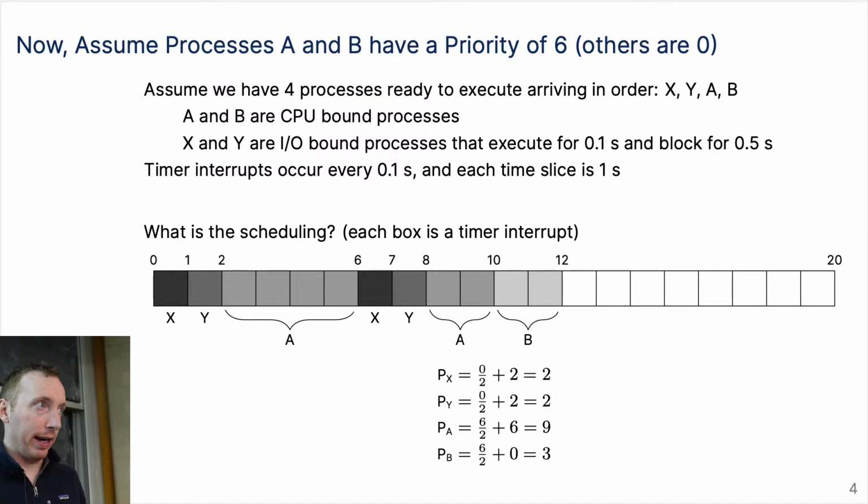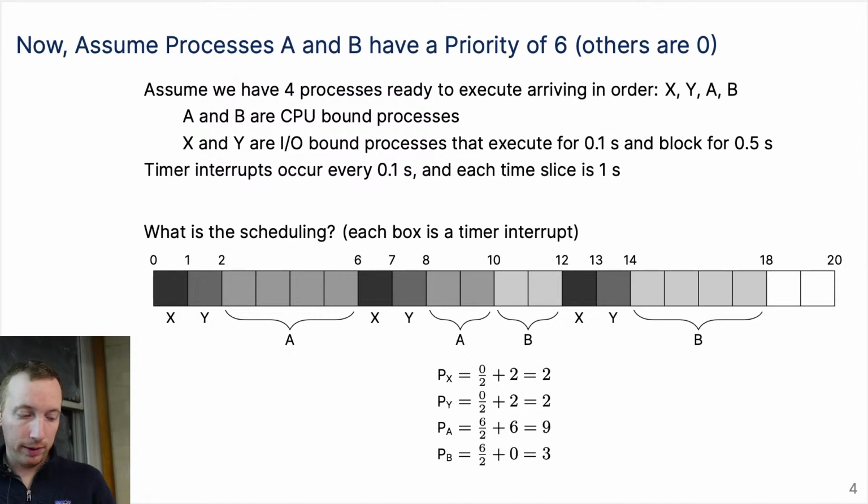And then after that, X is ready again. X still has a lower priority than B, so we would switch to X. And then Y becomes ready, and for the same reason, we would switch to Y. After that, they're both blocked, so now we just have to pick between A and B, and we would pick B again. So B would execute for another 4 timer interrupts, and then X is ready again, so we'd switch back to X, and then switch back to Y. And this is what our schedule would look like.